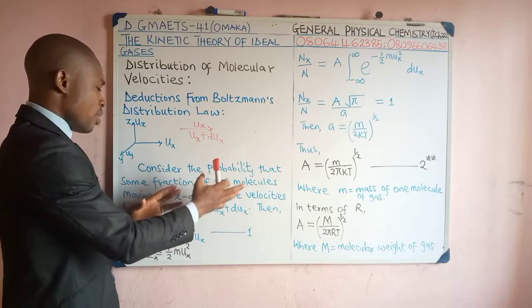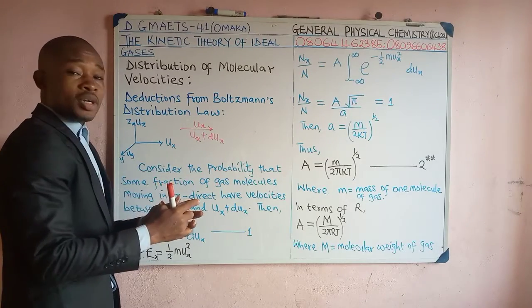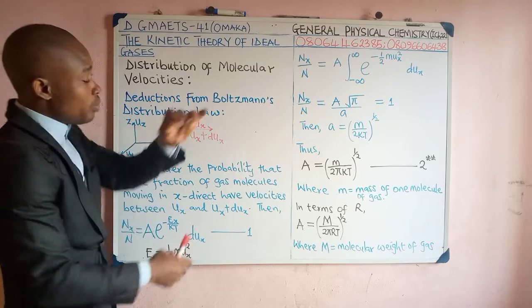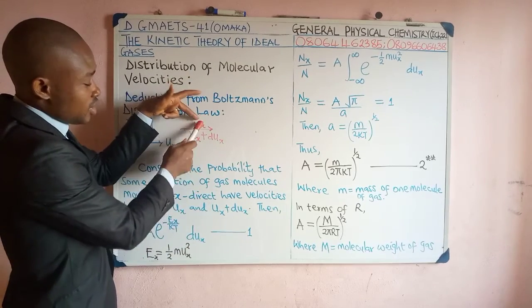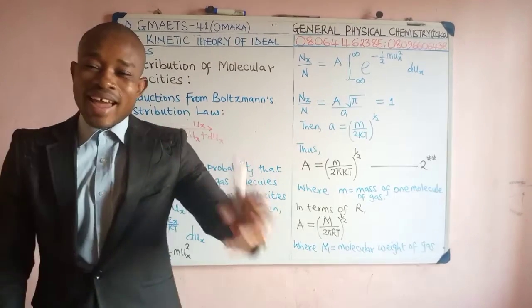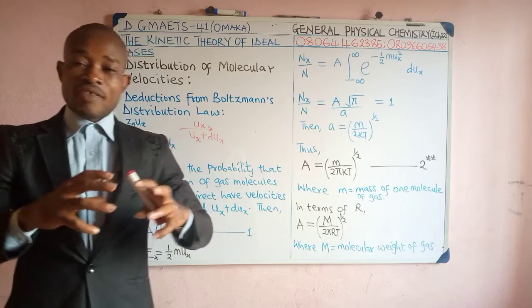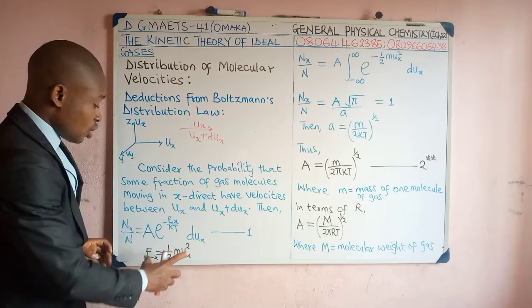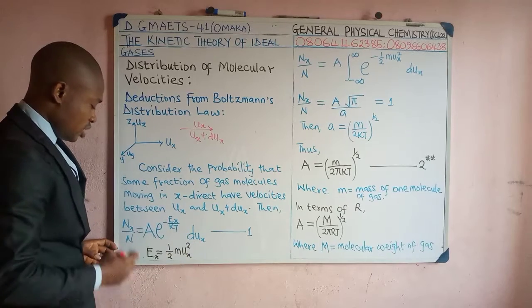So we want to consider the probability that these gas molecules, this fraction, as they move in the x direction, will have velocities between these two velocities, this initial and this final. Is that okay? So we're now going to apply the probability definition for the fraction of molecules moving in that x direction. The equation is given by equation 1 here.